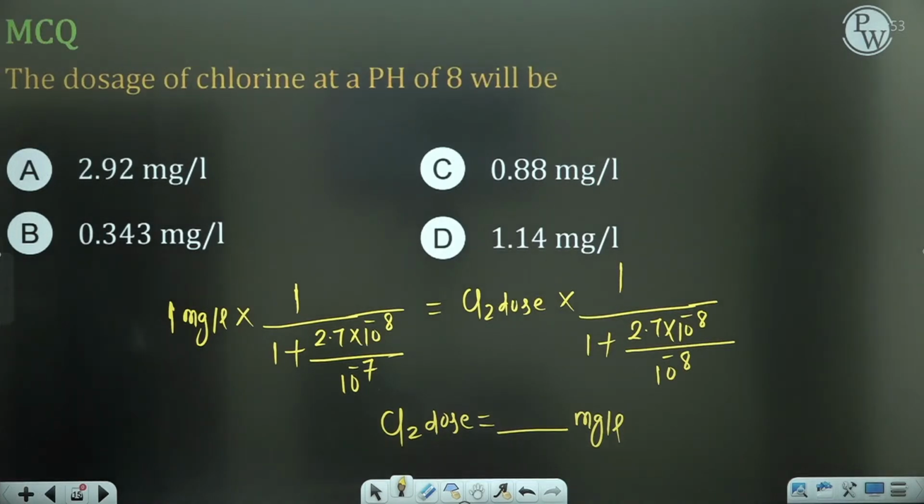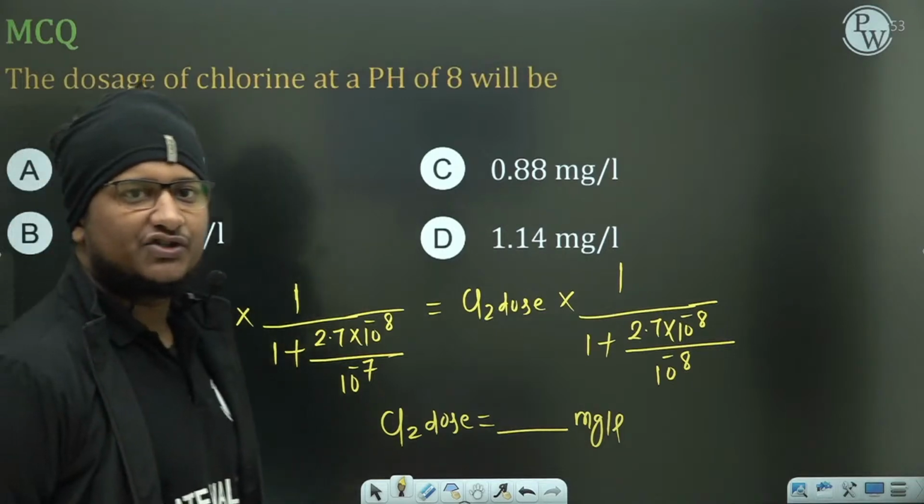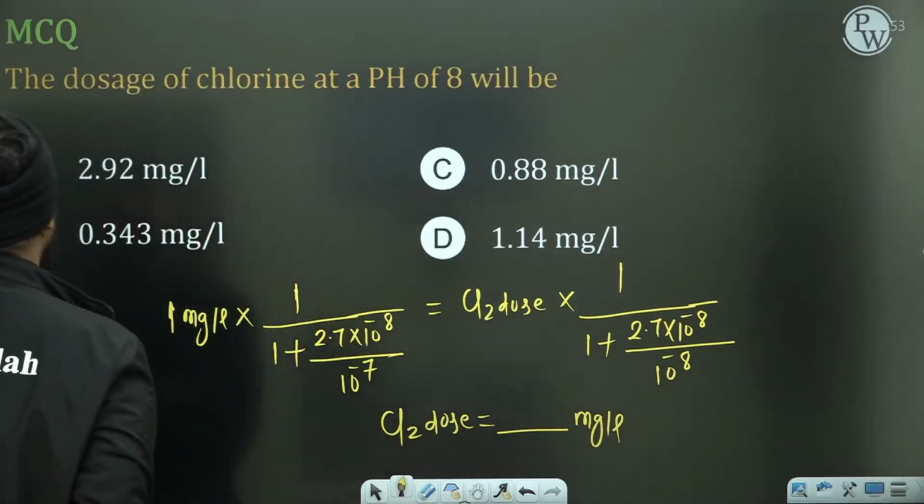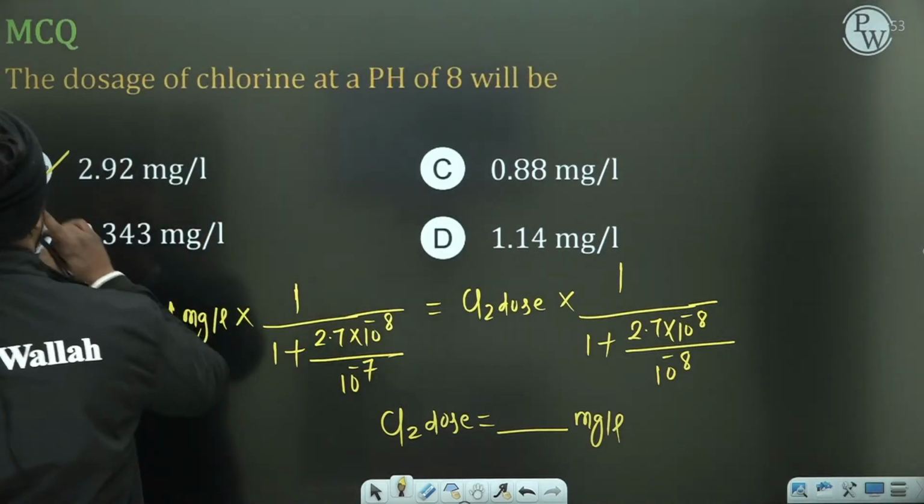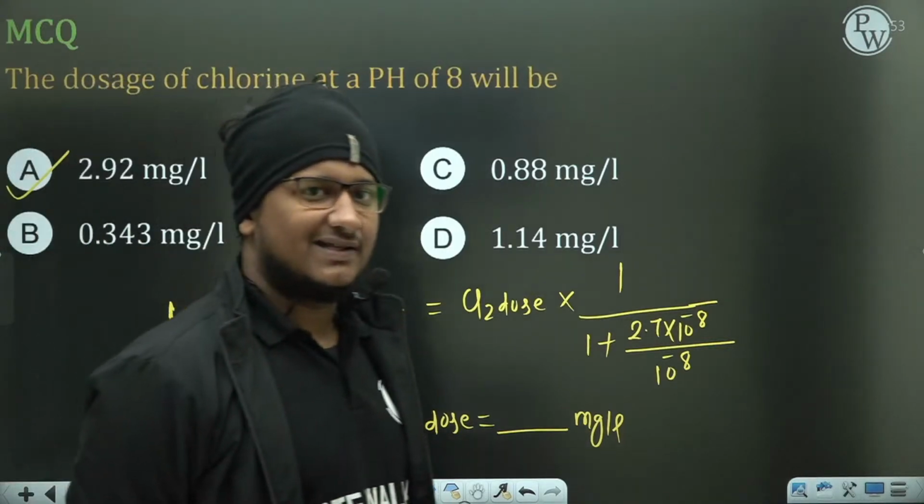Do it, everyone. Roughly I think we are getting around 2.92. एक बार check कर लीजिएगा. I'm not completely sure about it. You are not giving any options. So I think 2.92 milligram per liter will be the right answer for this.